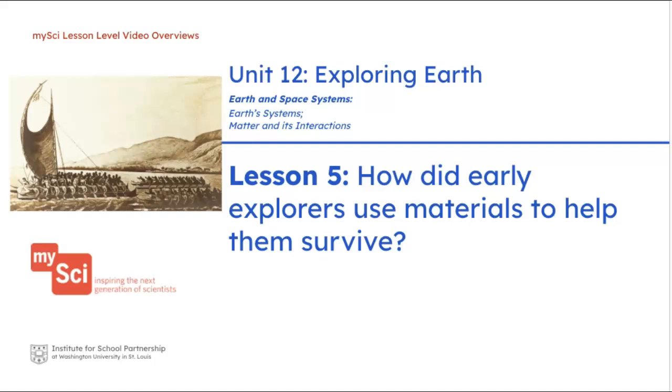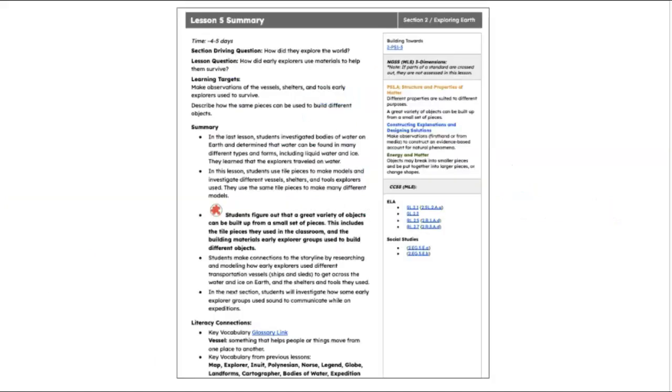Students make connections to the storyline by researching and modeling how early explorers used different transportation vessels to get across the water and ice on Earth, and the shelters and tools they used. There are several opportunities for ELA and social studies cross-curricular connections throughout the lesson. You can look for specific standard connections in the Unit 12 Teacher Guide. This lesson will take approximately 4 to 5 days to complete.